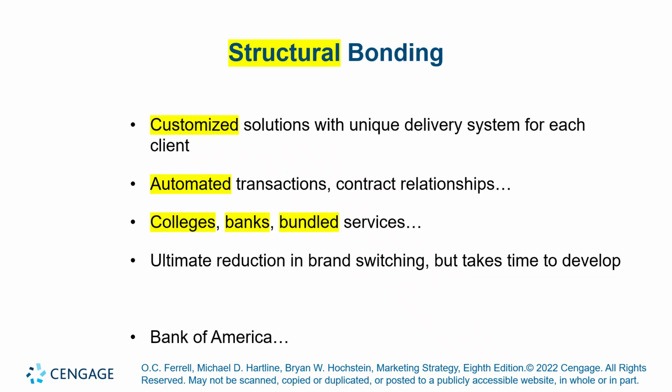Okay? Next is structural bonding. Structural bonding is customized solutions with a unique delivery system for each client. Right? Unique delivery system for each client. It's often used in automated transactions, contract relationships, etc. Colleges, banks, bundled services, they'll use that. Right?